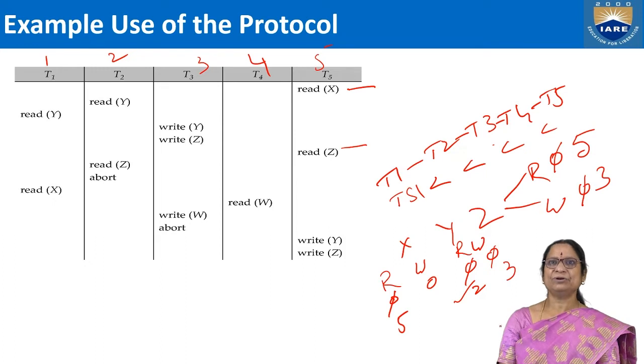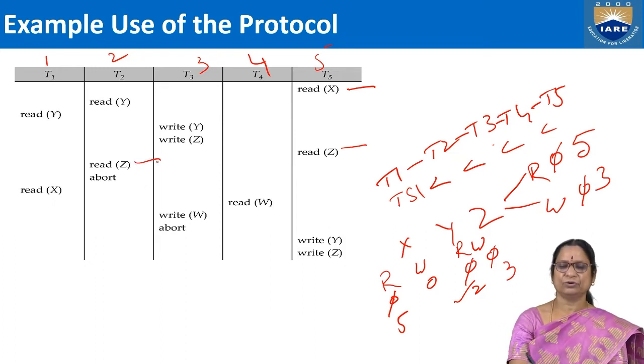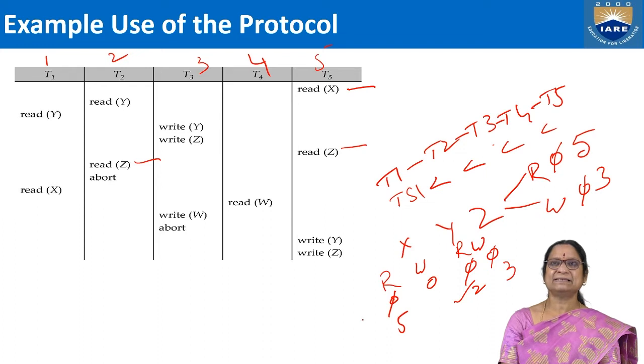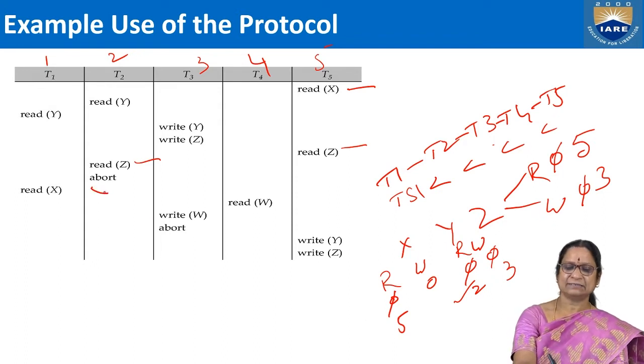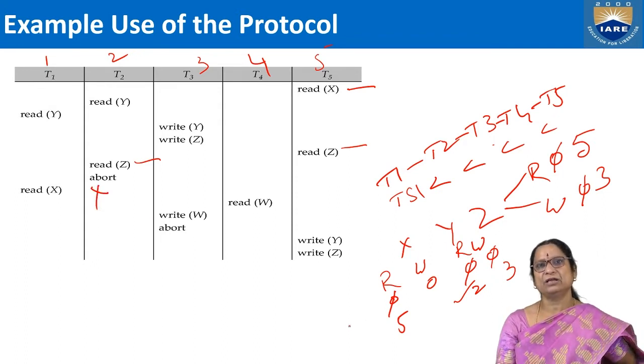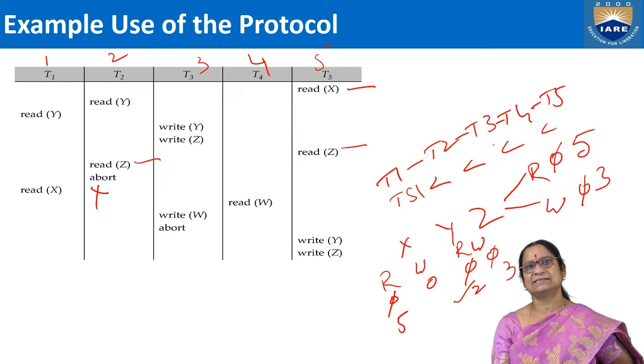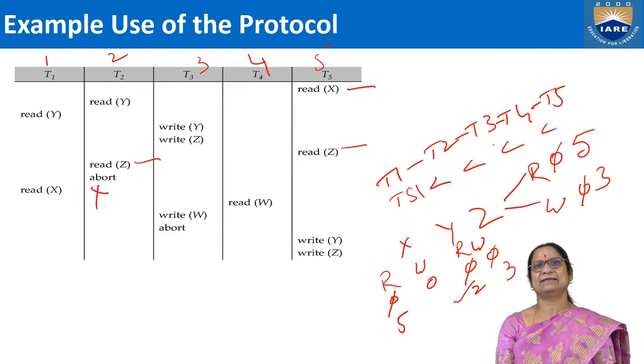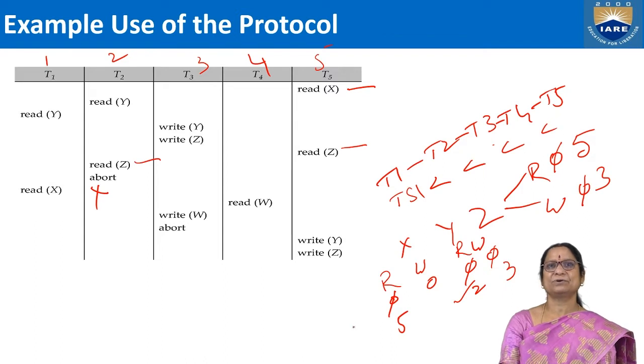Next, after that again one more read Z is there, but transaction 2. Its timestamp is lesser than the already existing timestamp. The read timestamp of Z is 5, but the current transaction timestamp is 2, so it will be aborted. Why? Because this read is not going to be allowed. Its timestamp is lesser than the already existing read timestamp of Z, so it cannot be processed. Aborted means rolled back actually.